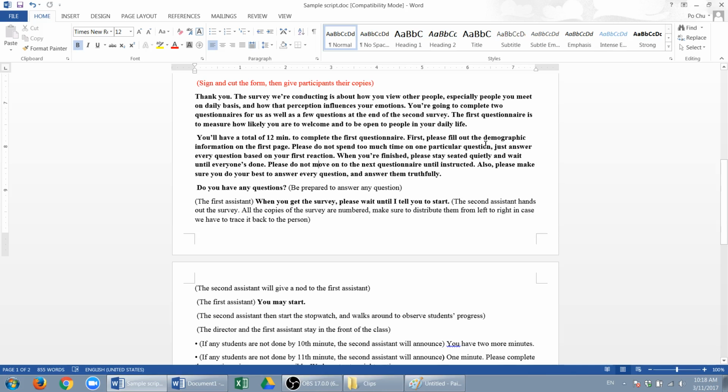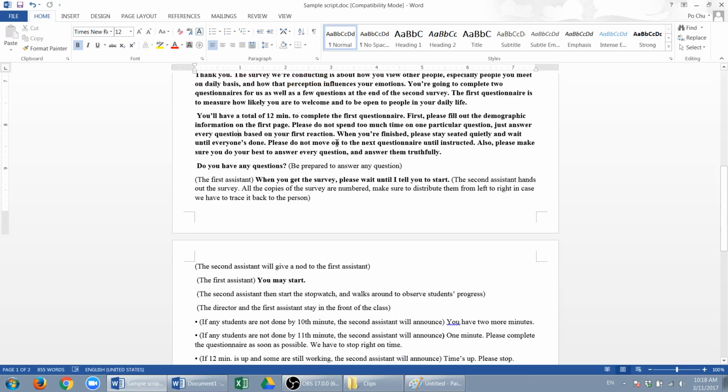First, fill out the demographic information on the first page. In experiments, you always need to ask for demographic information, their age, their race, and so forth. Please do not spend too much time on one particular question, because some people can take a long time. Just answer every question based on your first reaction. When you're finished, please stay seated quietly and wait until everyone is done. Please do not move on to the next questionnaire until instructed.